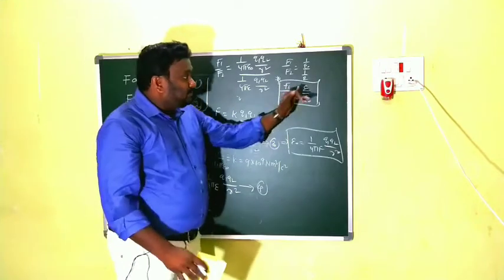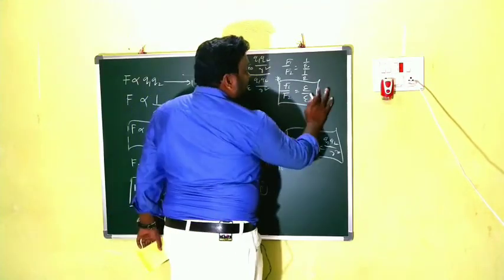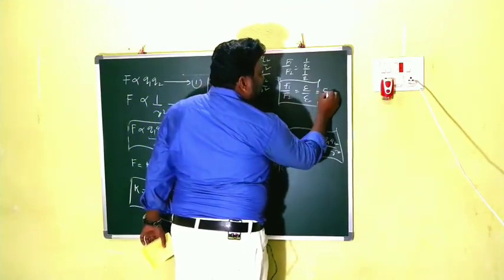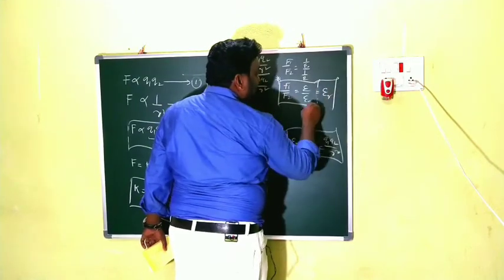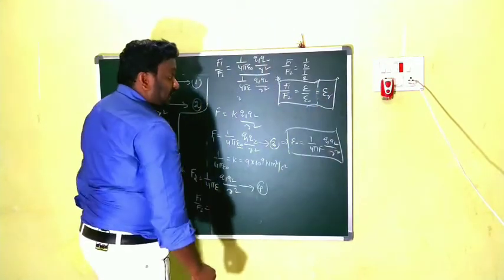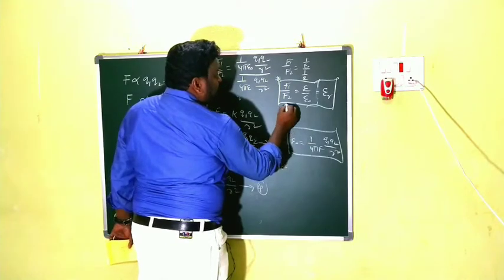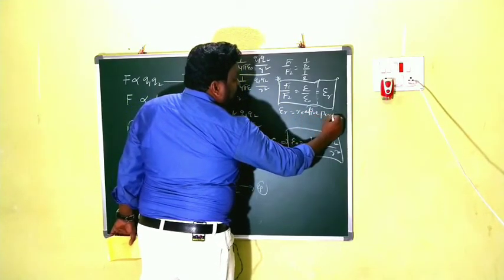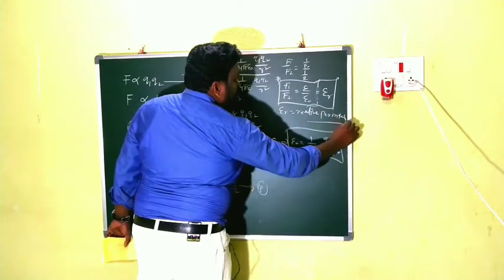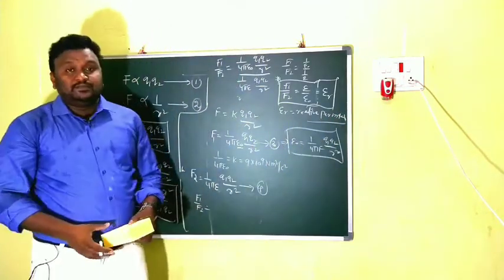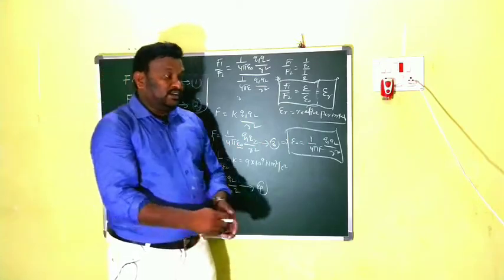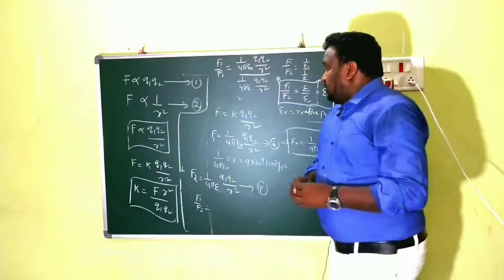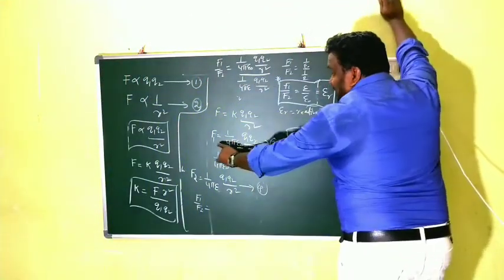F1 by F2 is equal to epsilon by epsilon naught. Here epsilon by epsilon naught, simply I am writing epsilon r. What is that? Epsilon r is the relative permeability. Got it, children? So very simple. Look here once again.